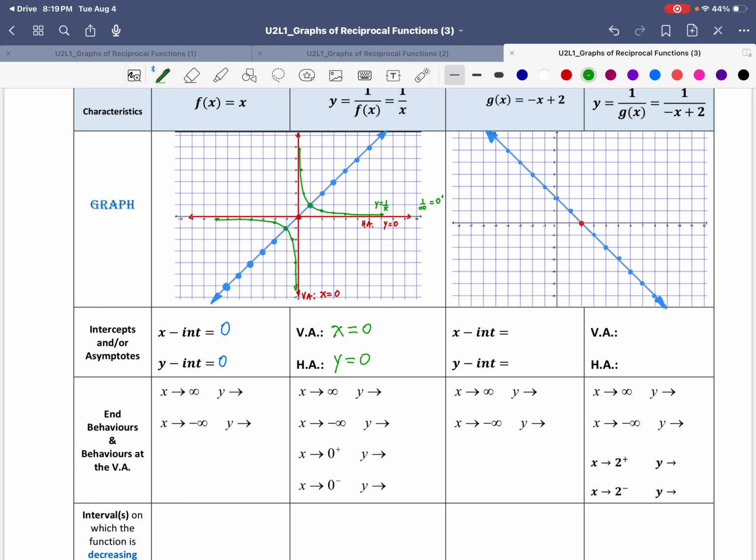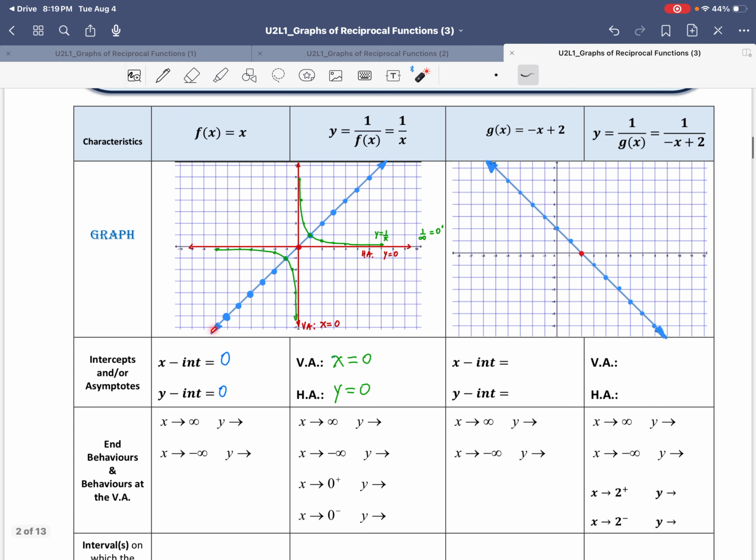Now, for the given function, for the blue graph, as x approaches infinity, y approaches infinity. And as x approaches -infinity, y is approaching -infinity as well. Now, for our graph, as x approaches infinity, the y values will approach 0.